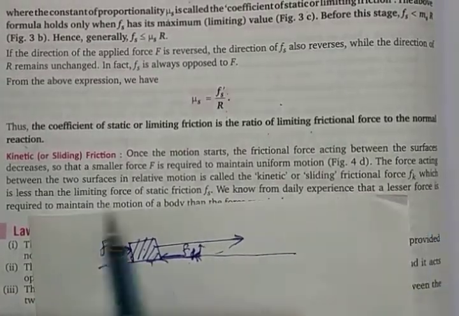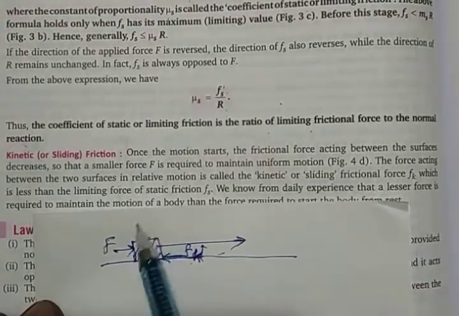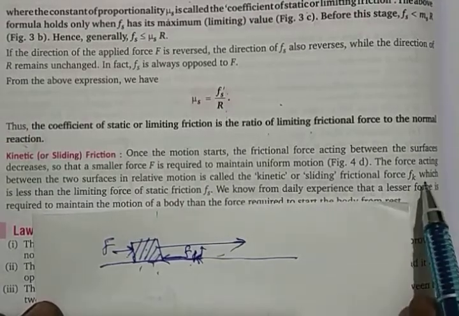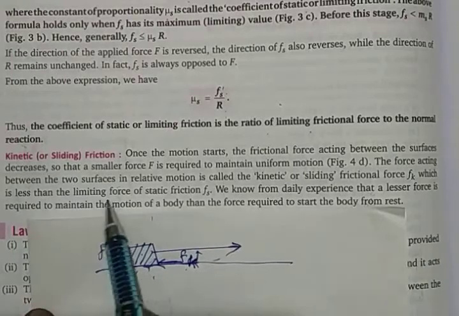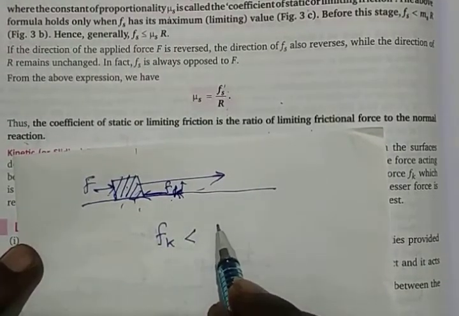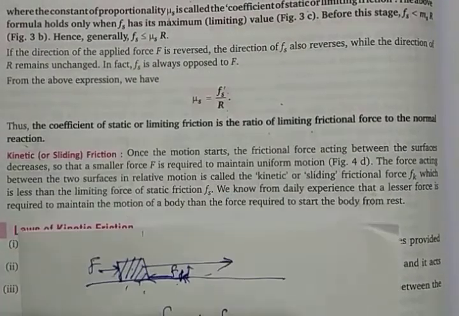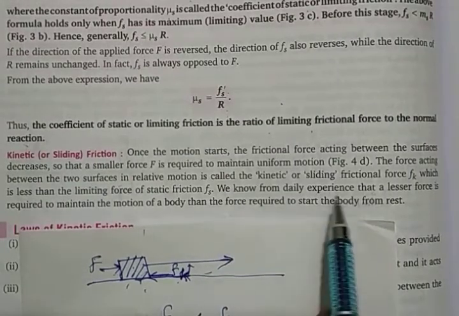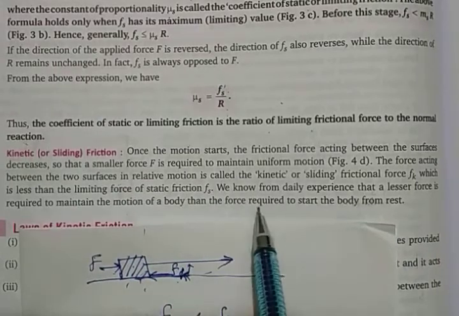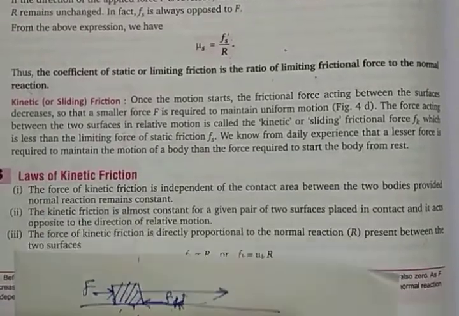Now look at this. The force acting between two surfaces in relative motion, when one body is moving above another, is called kinetic or sliding frictional force, Fk, which is less than the limiting friction. This Fk is less than the value of Fs. It is definitely less than this one. We know from daily experience that a lesser force is required to maintain the motion of a body than the force required to start the body from rest. We have already seen it in experience.